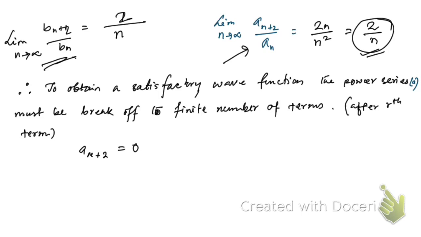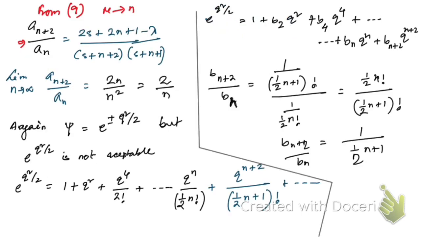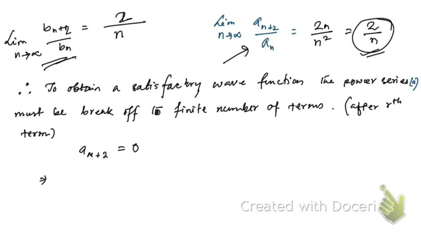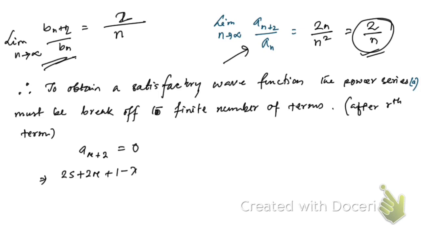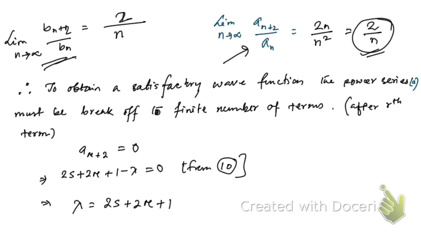Now if that is the case, let me take this as equation number 10. From equation 10, we have 2s plus 2r plus 1 minus lambda by the denominator, equal to 0. If you multiply the denominator by 0, it's going to be 0, so I'm not writing the denominator. Directly we can write that the numerator is equal to 0 from equation number 10. So if you transfer lambda to the other side, lambda is equal to 2s plus 2r plus 1.